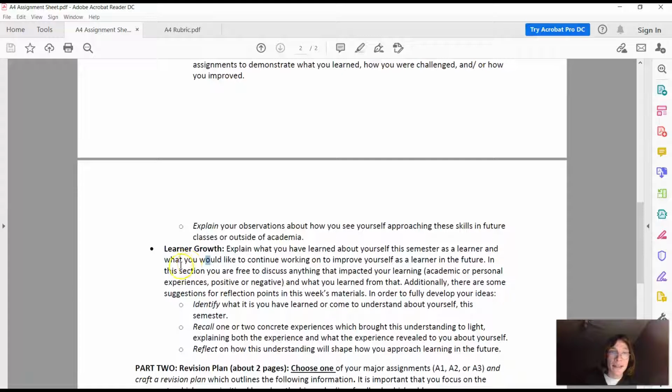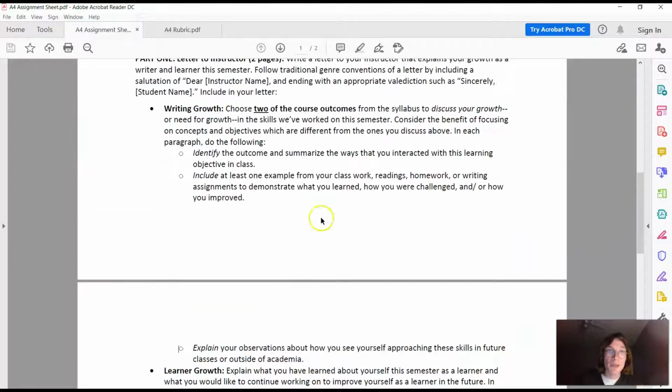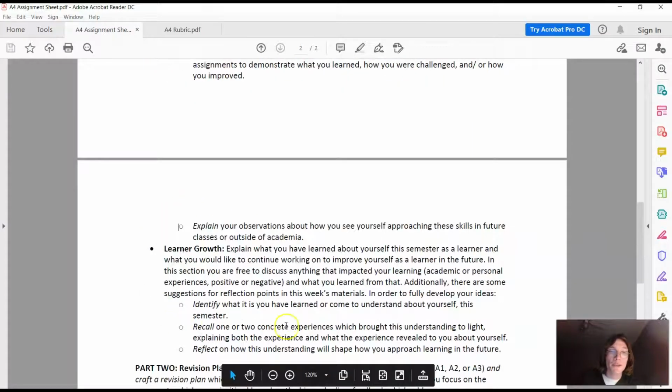Similarly, you're going to get down to this section about learner growth, where you explain what you have learned about yourself this semester as a learner and what you would like to continue working on to improve yourself as a learner in the future. So this one up here is specifically in terms of writing and the things we did in class. This one is more an overall reflection on learning.